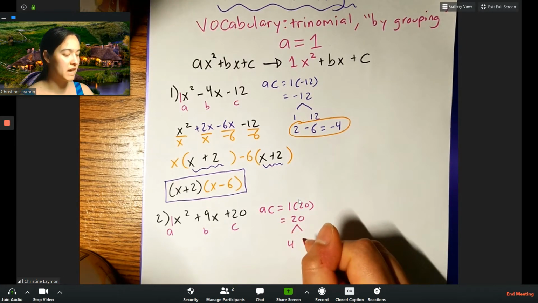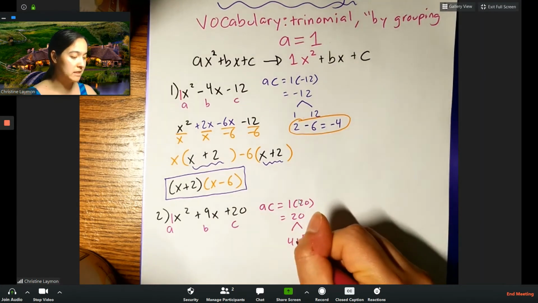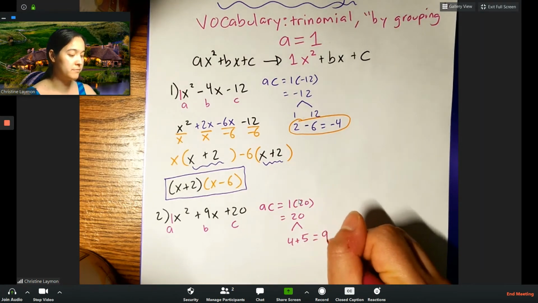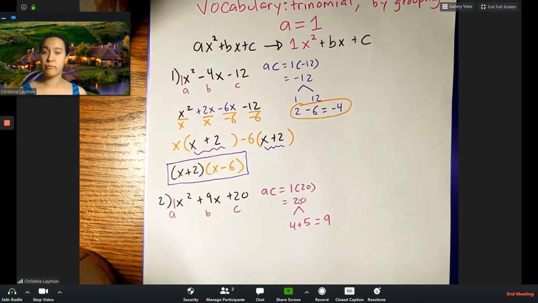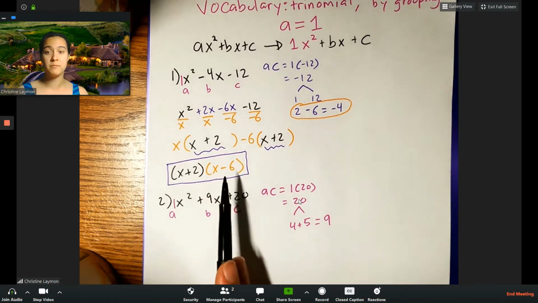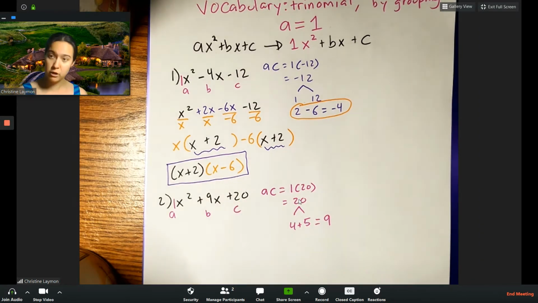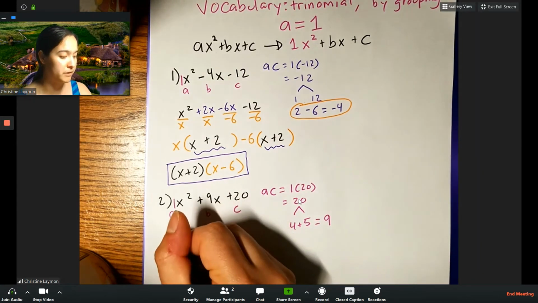Because 4 times 5 is 20, and when I add them up, 4 plus 5 equals 9. So I know I'm going to be using that. And again, I'll show it using the grouping method and also point out the shortcut. The shortcut is these two numbers here, they're going to have to be what I get. I will have to get out x plus 4, x plus 5. But again, I'll prove it to you using factoring by grouping.